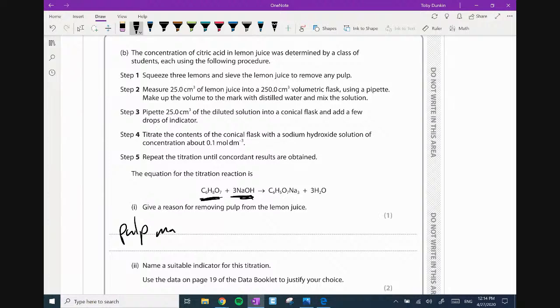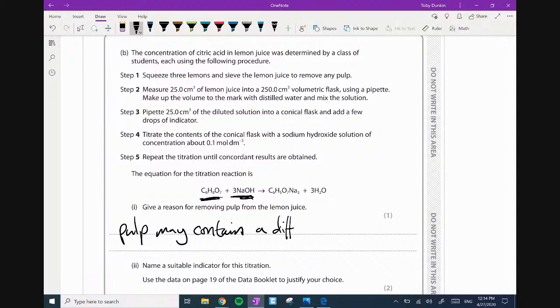Pulp may contain a different acid. Oh, hang on a minute. Well, it'd be mercury, wouldn't it? What am I going to write down for that?